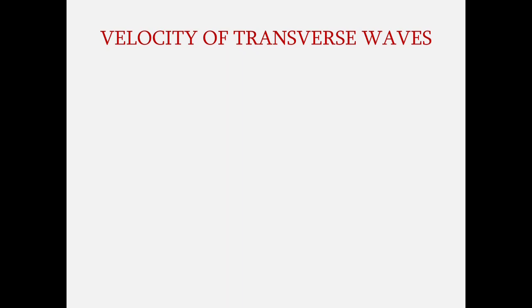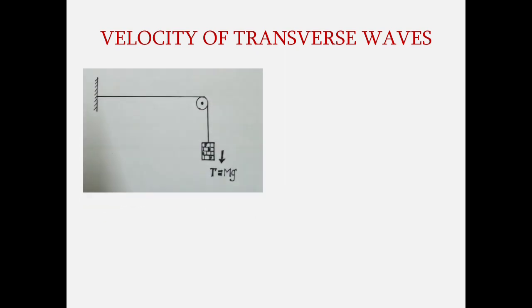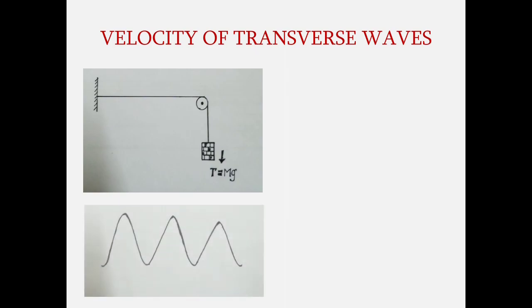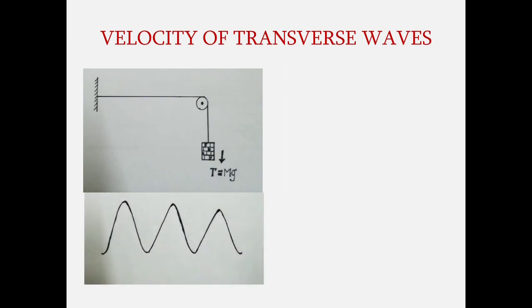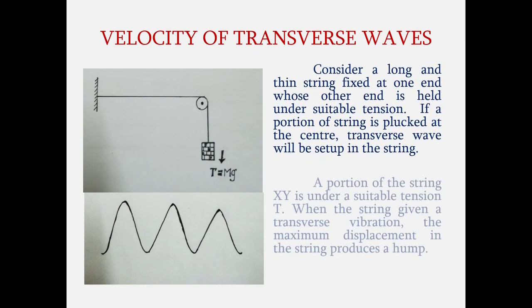To get the velocity of the transverse waves produced in a string, let us consider this setup. Let us take a long and uniform wire whose one end is fixed and the other end is held under a suitable tension T equal to m times g, where m is the mass of the string and g is the acceleration due to gravity. When the stretched string is plucked, transverse vibration will be set up in the string.